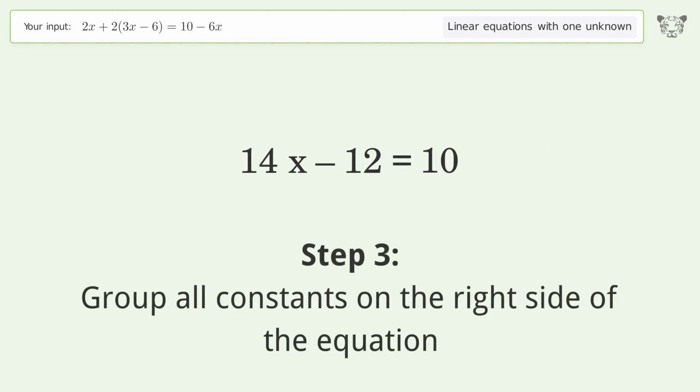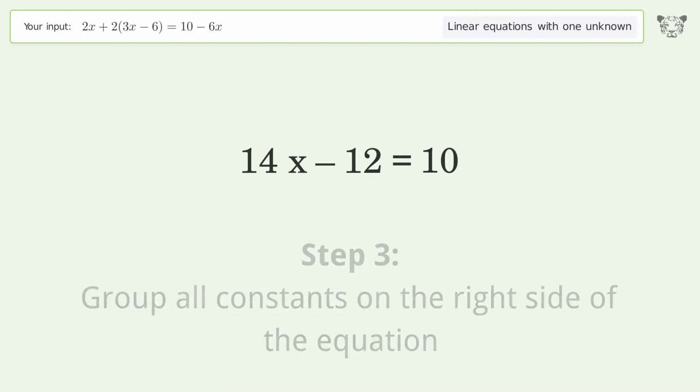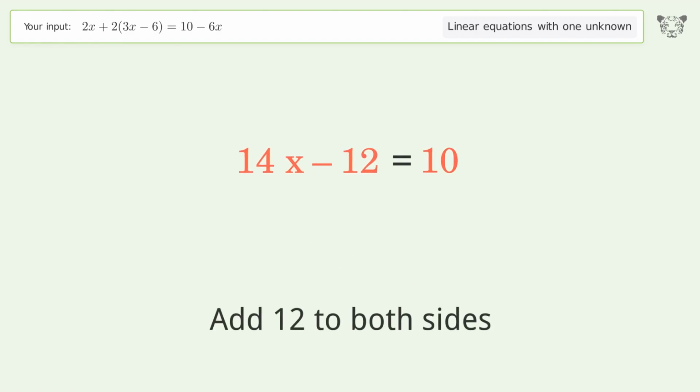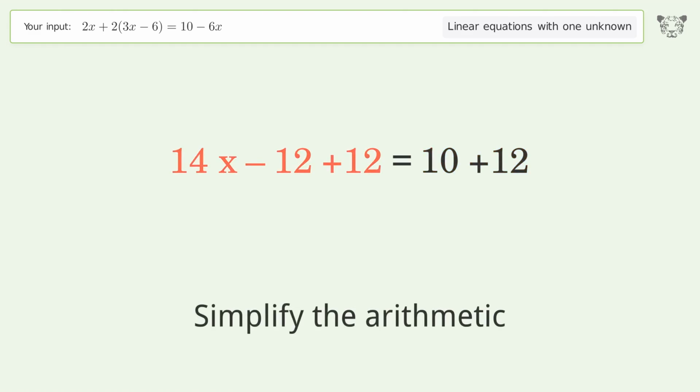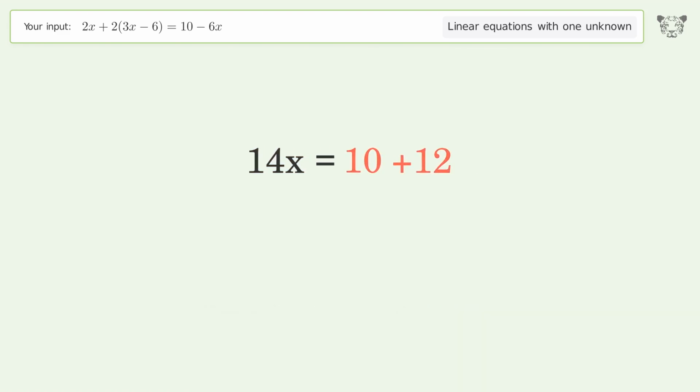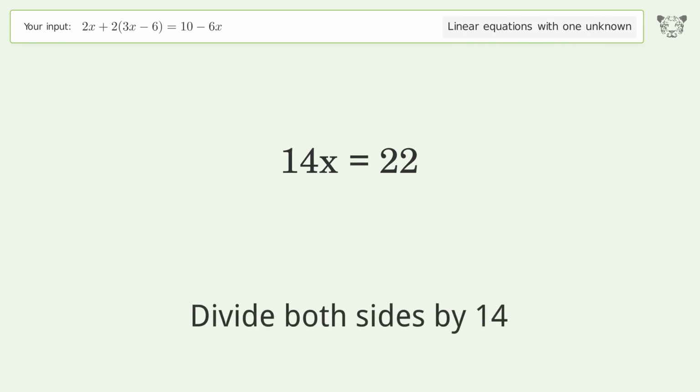Group all constants on the right side of the equation. Add 12 to both sides. Simplify the arithmetic. Isolate the x. Divide both sides by 14.